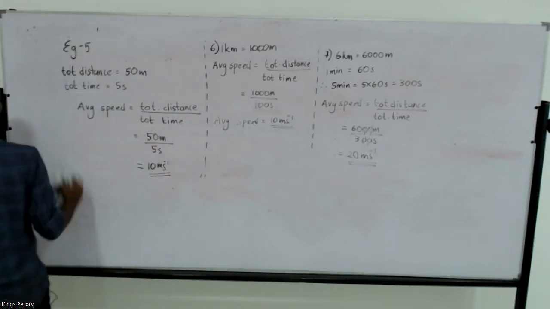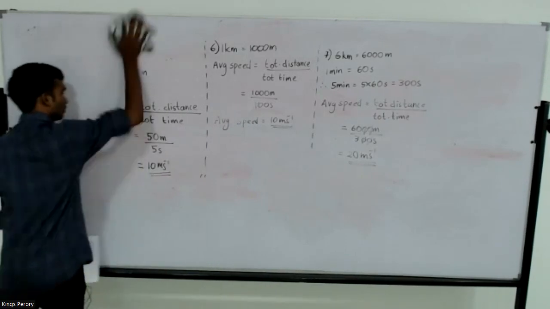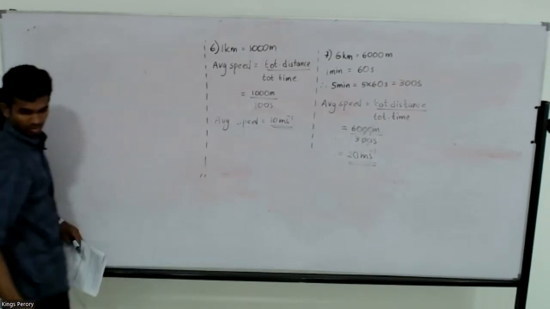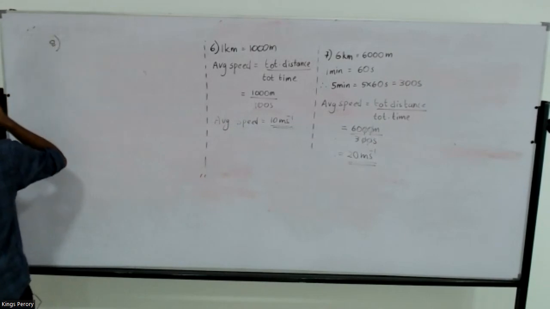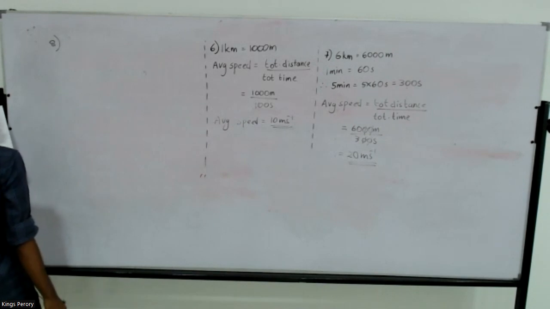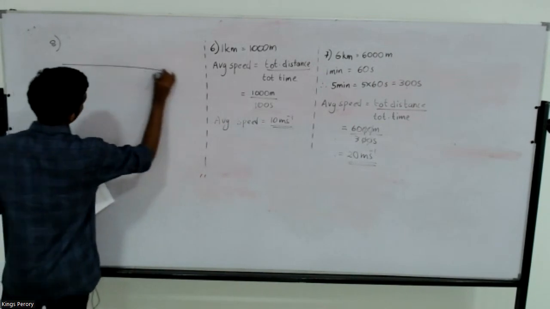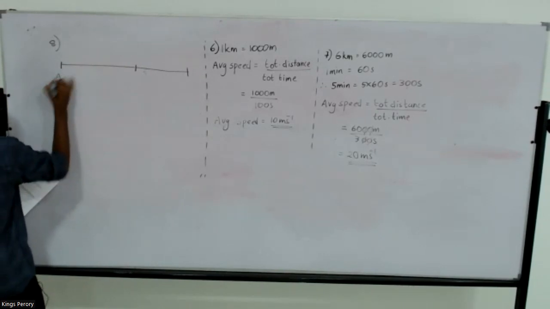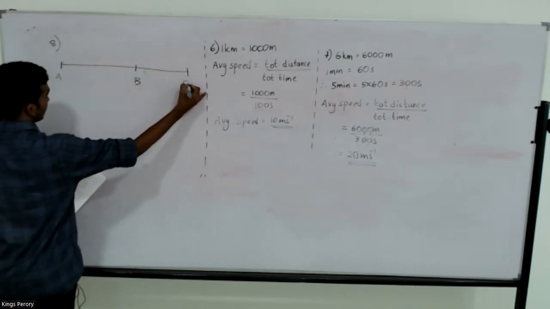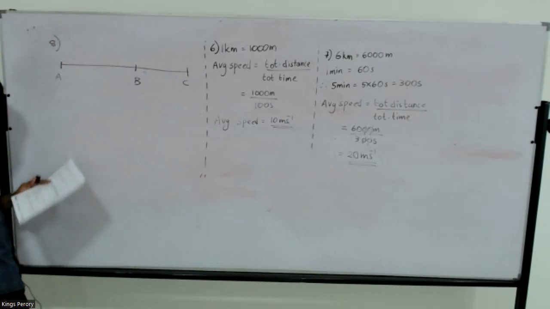Question number 8. A speedboat travels from A to B, a distance of 10 meters in 5 seconds, and then B to C, a distance of 50 meters in 25 seconds. A to B and then B to C. Is it without stopping? Yes, without stopping.